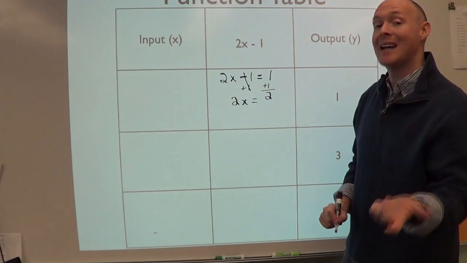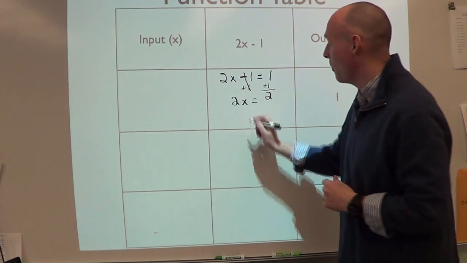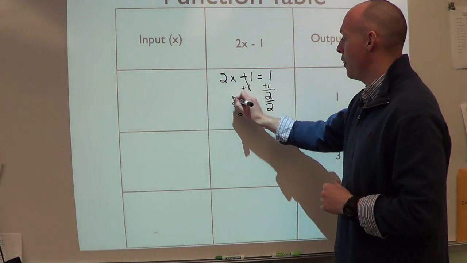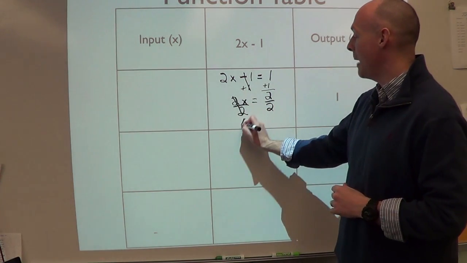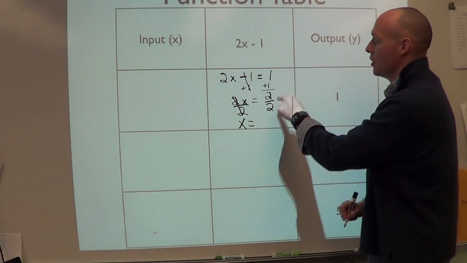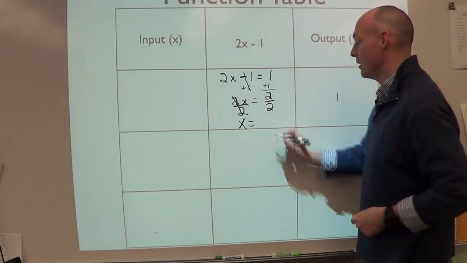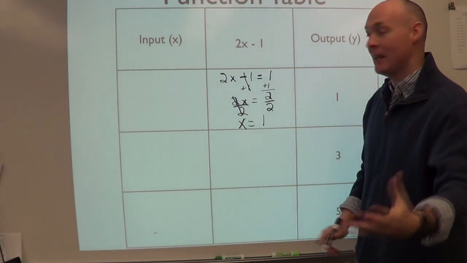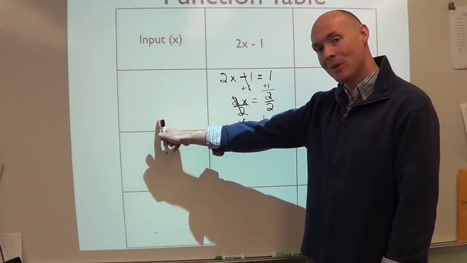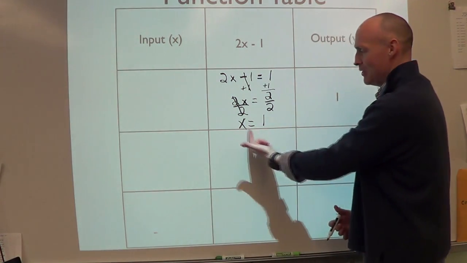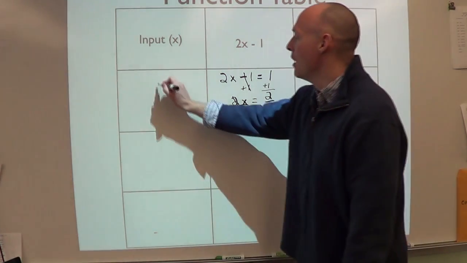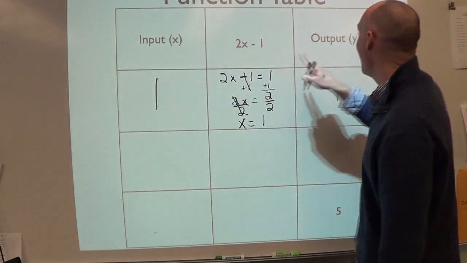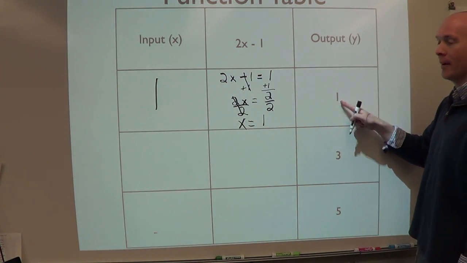Because it's 2 times x, to get rid of that 2, what we have to do is divide by 2 to both sides. Those will cancel, leaving x by itself equals 2 divided by 2 is 1. X equals 1. Complete. Now do we know what x equals? Yes, we do, because we just solved it. X equals 1. So my input is going to be 1. My output is going to be 1.